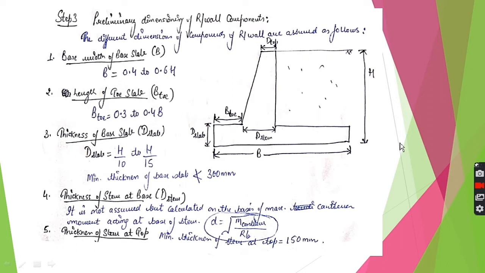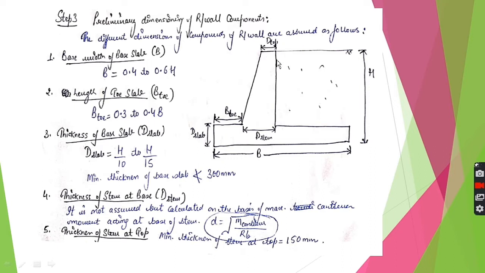Now the thickness of the base slab, that is D of slab. I am writing D here because thickness is actually the depth which we have used earlier. When we use beams etc., we always calculate depth. Here the depth means the thickness. So D slab will be 1/10 to 1/15 of the total height of the retaining wall, but it should not be less than 300 mm in any case.